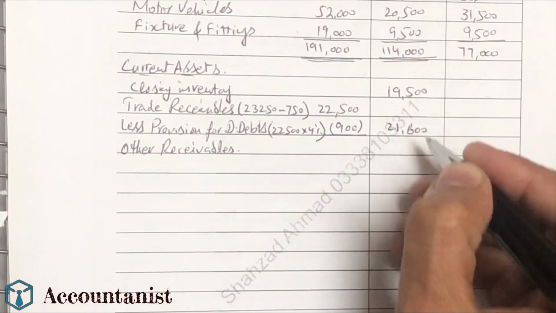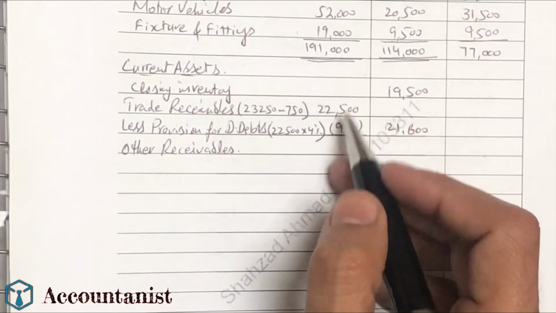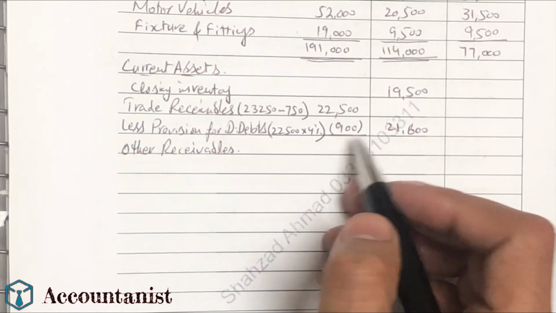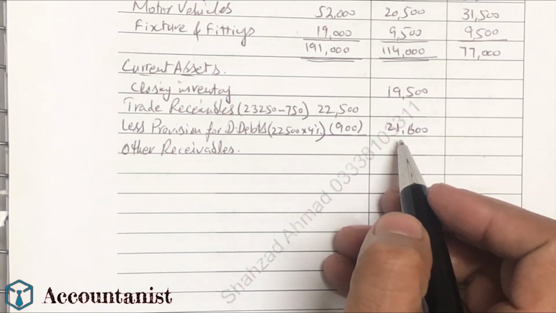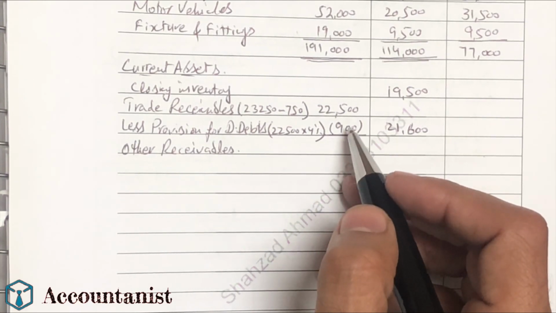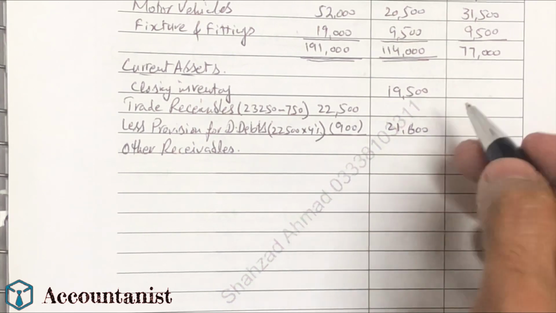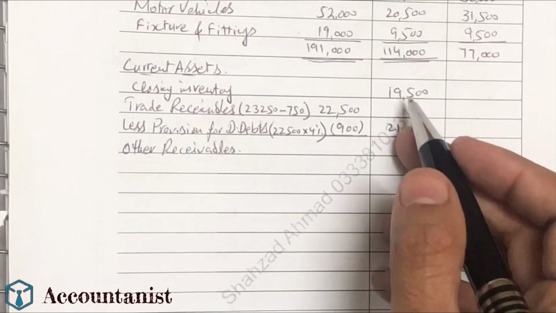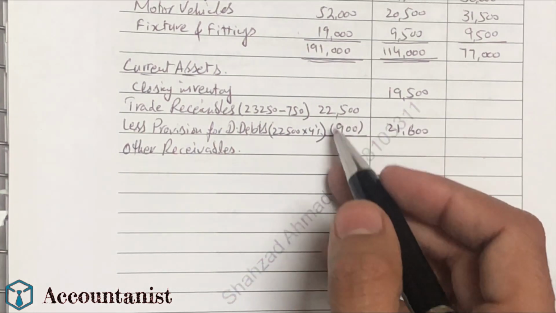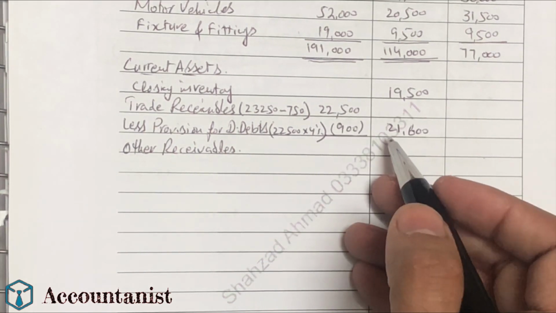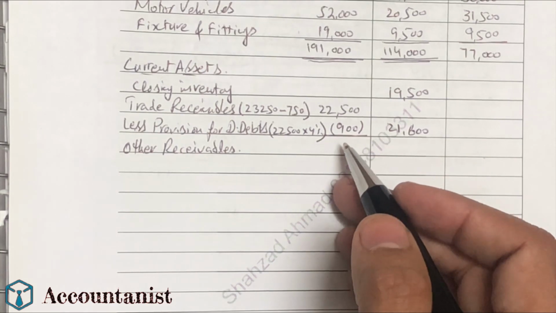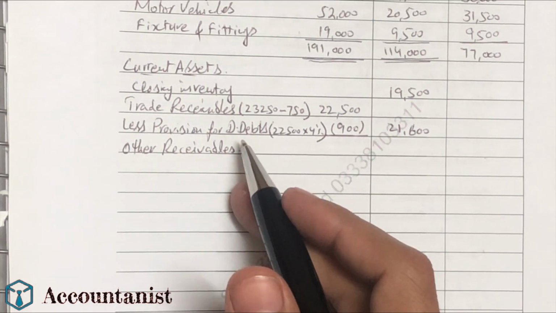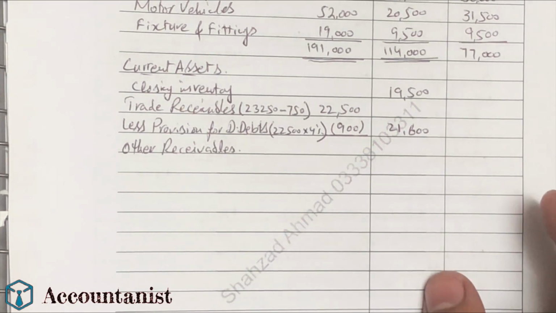So I will write down this 21,600. As you can see, I have used this third column here for this calculation. If there is any calculation before the value comes here, we need to do the calculations here, and then the final figure comes up here, and this column's final figure goes here. So that's the current asset section, and that's the adjustment section in the current assets, if there is any adjustment that we are supposed to do in our current assets. So we are done with trade receivables and provision for doubtful debts.